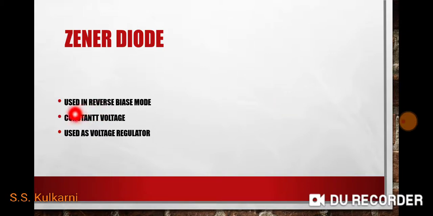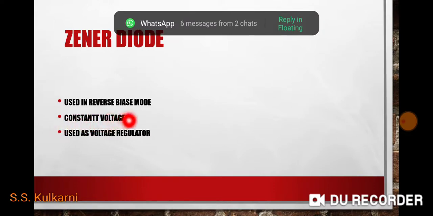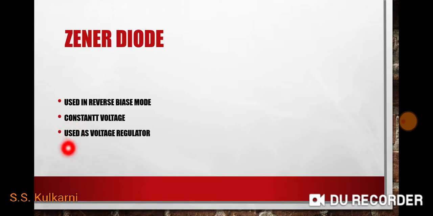So let us start with the first point. It is always used in reverse bias mode. The constant voltage appears across the output. As the output voltage is constant, Zener diode can be used as a voltage regulator in an application.